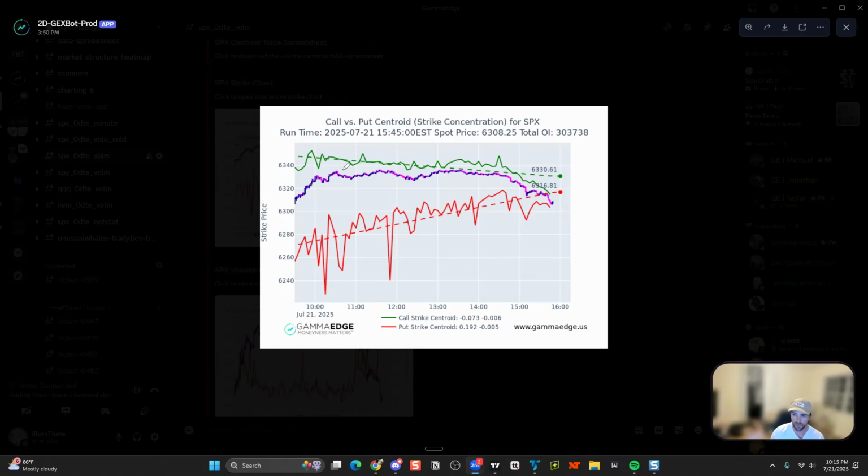Generally, what you get when you see a sustained move higher is that as price is moving higher, you also see the call centroid ramping higher as well, leading price higher. We definitely did not see that.